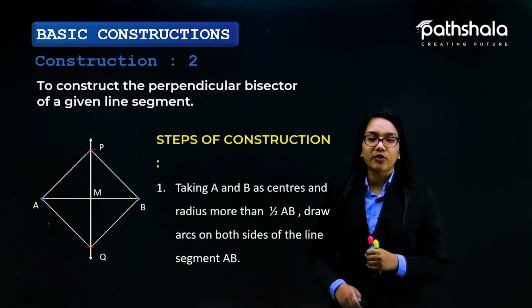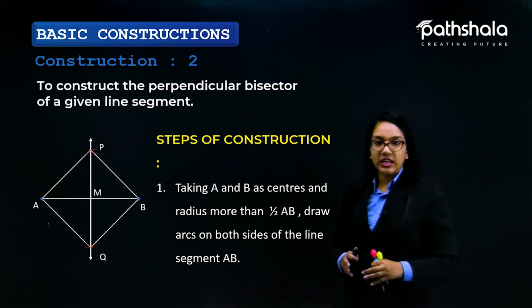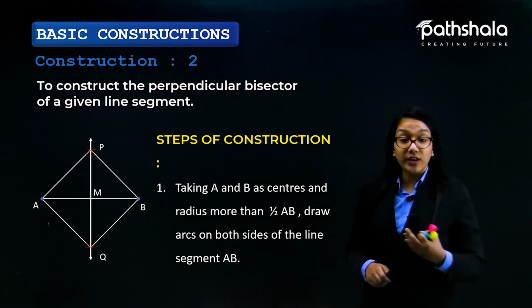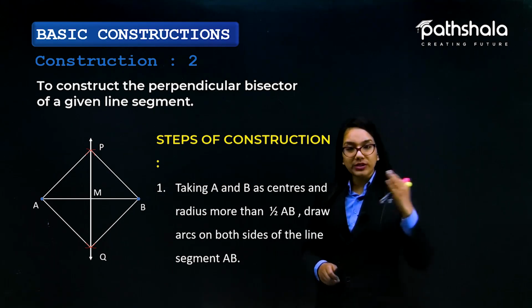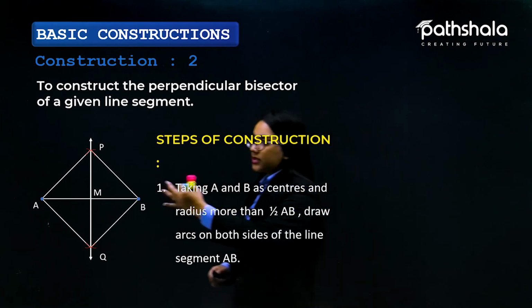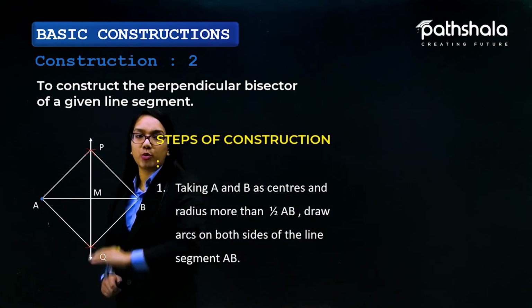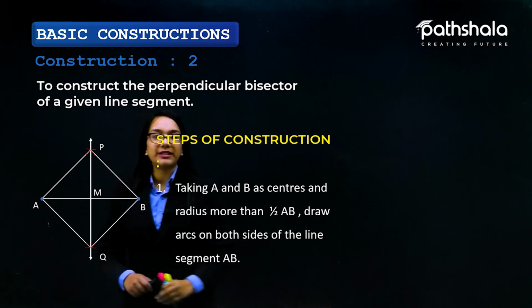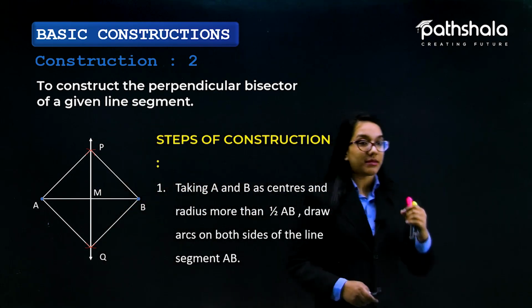So let's just draw the steps of construction. The very first is taking A and B as the center and radius more than half of AB, draw arcs on both sides of the line segment AB. So as we did over here, we have drawn the arcs on both sides of the line segment AB. So this is nothing but step number 1.